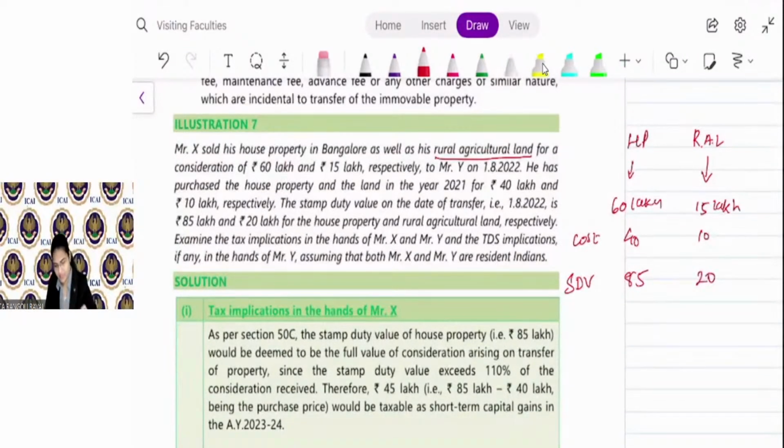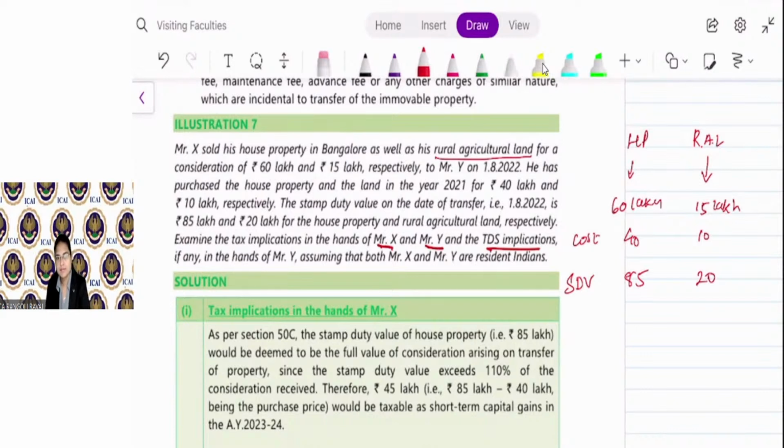Examine tax implication in the hand of Mr. X and Mr. Y and TDS implication. So here, my dear friend, Mr. X sold the house property. So in case of Mr. X, there is a capital gain, short-term capital gain. Why? Because the holding period is less than 24 months.